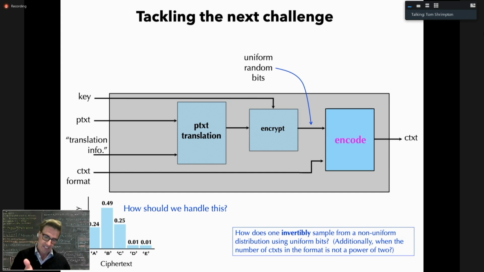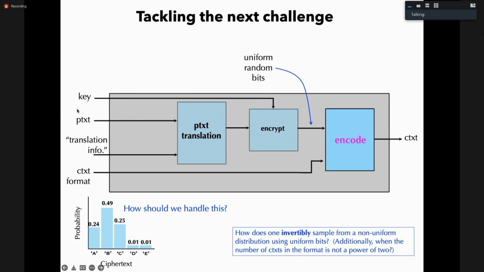Another way of saying this is, if I give you uniform bits with which to sample from a distribution, how do I sample from a non-uniform distribution using uniform bits, in particular, in a way that allows me to recover from that sample what those uniform bits were? There's lots of ways to sample from non-uniform distributions with uniform bits, rejection sampling, importance sampling, these kinds of things, but they don't give you guaranteed ability to recover the uniform bits that you use to sample. And we have to be able to do that. Why? Because the uniform bits that we're using to sample are the output of the intermediate encryption process, and we need to be able to decrypt that in order to get the plaintext back. So we need something more than traditional sampling techniques. We needed a way to be able to recover the uniform bits that we sampled with.